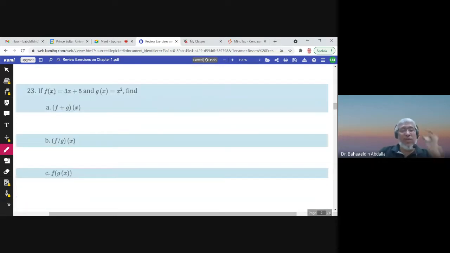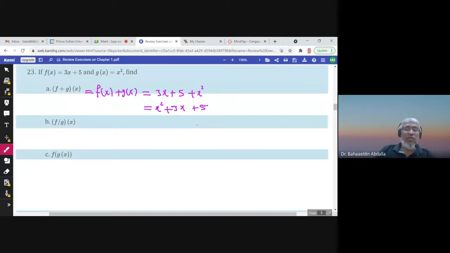Another question. This is f, this is g. Find f plus g. By definition, this is equal to f of x plus g of x. So it is 3x plus 5 plus x squared. Or if you want, you can write them in order. So this is the answer. f over g, by definition, is f of x over g of x. So this is 3x plus 5 over x squared.